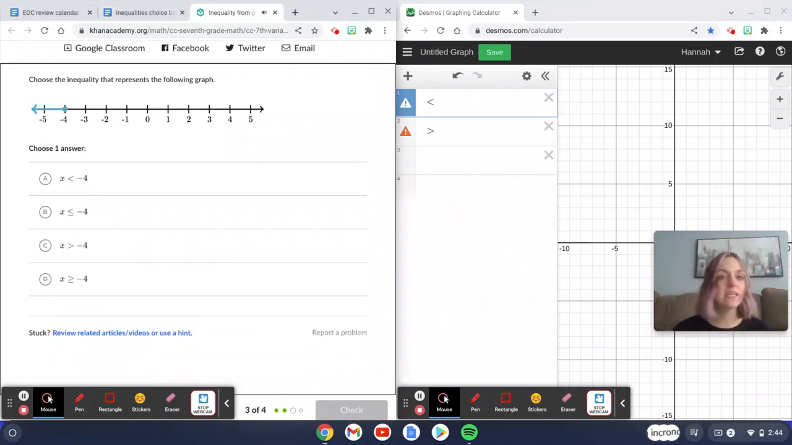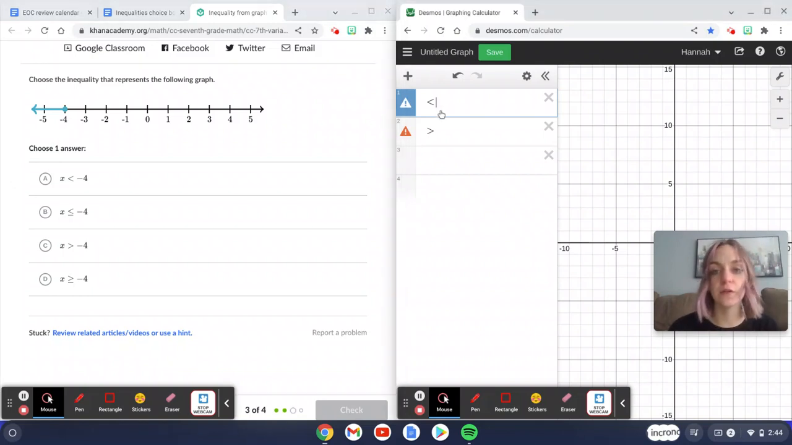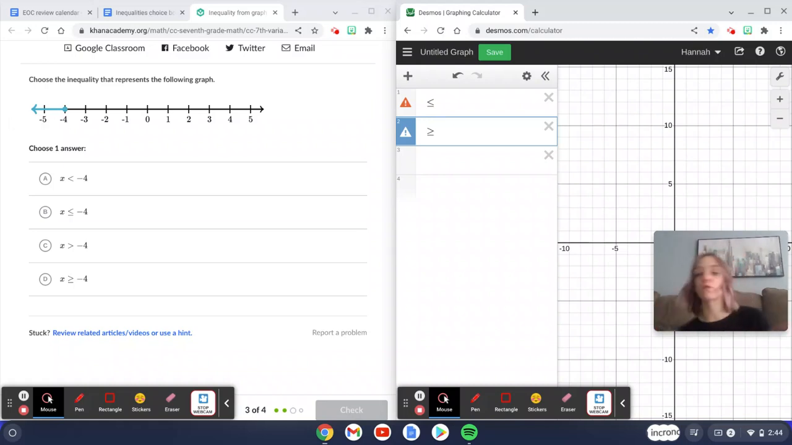We'll do one more of these together. So I have a closed circle at -4. So I'm using this sign or I'm using this sign since the circle's closed. Anything shaded to the left is going to be less than. So over to the left, you have -5, you have -20, you have -1000. All of those numbers are smaller than -4. So I'm looking for less than or equal to -4.